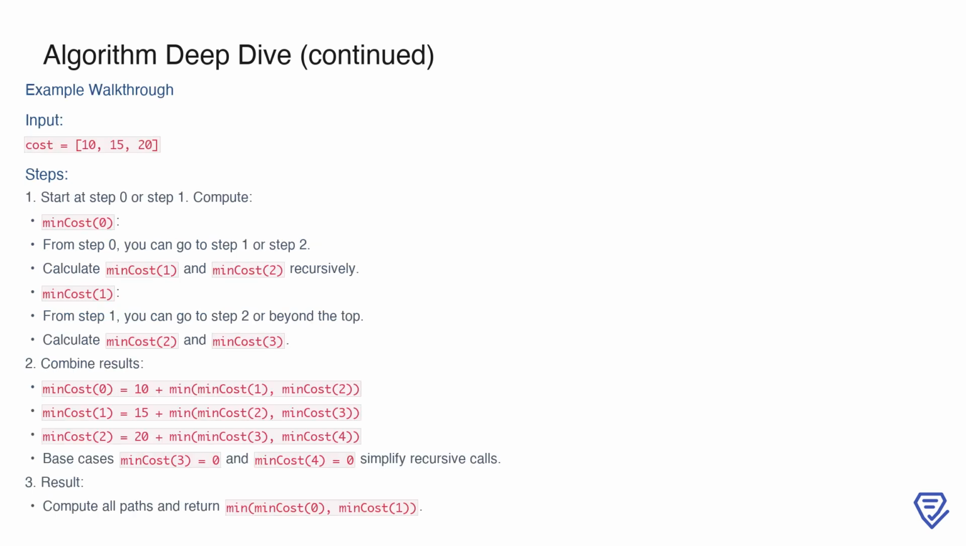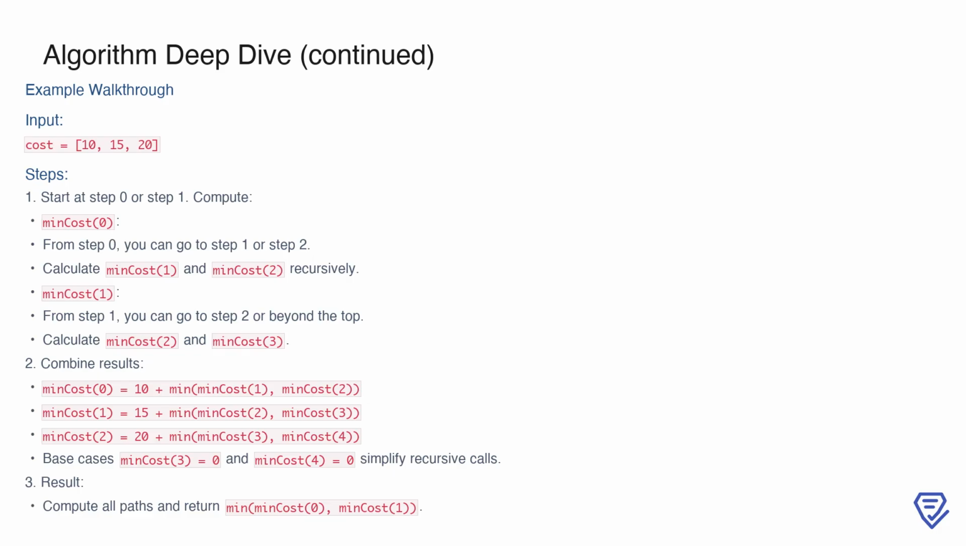To better understand the recursive process, let's walk through an example with the input array cost equals 10, 15, 20. Starting from step 0, you can either move to step 1 or step 2. To calculate min cost 0, you need the results of min cost 1 and min cost 2. Similarly, to compute min cost 1, you consider moving to step 2 or beyond the top, requiring the values of min cost 2 and min cost 3. Moving further, min cost 2 involves stepping beyond the top, where the base case ensures that no additional cost is incurred.